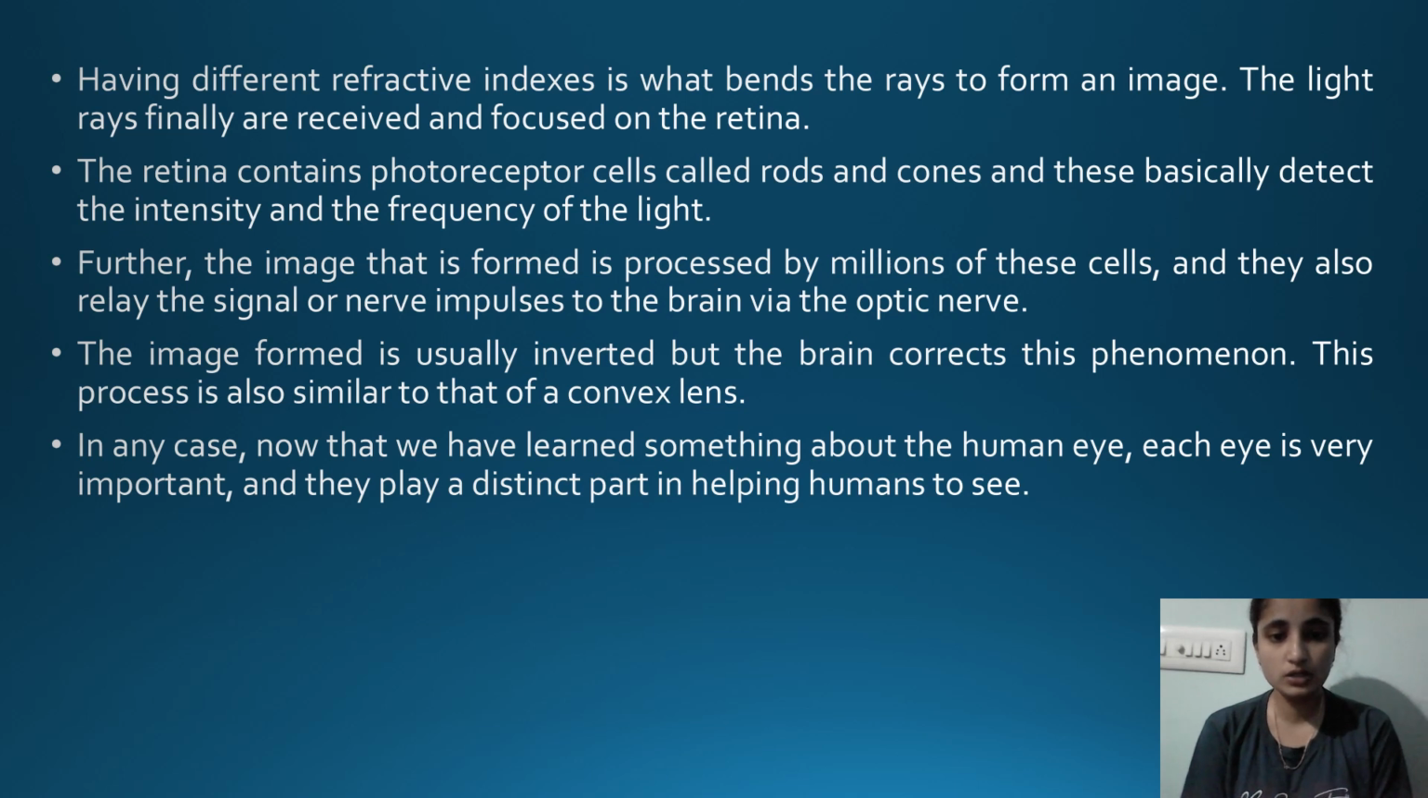The image formed is usually inverted, but the brain corrects this phenomenon. This process is also similar to that of a convex lens. In any case, now that we have learned something about the human eye, each eye is very important and they play a distinct part in helping humans to see.